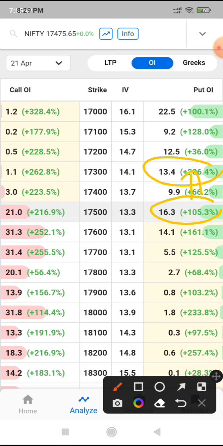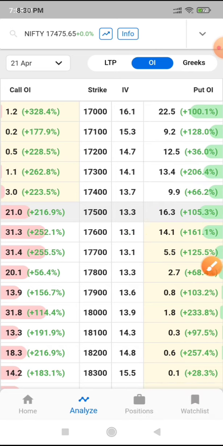They will take short positions, put short positions at 17,300. So that will become a support. I'm assuming from here it should bounce back and give some retracement, and then it would drop. So that's our view on the Nifty for next week.